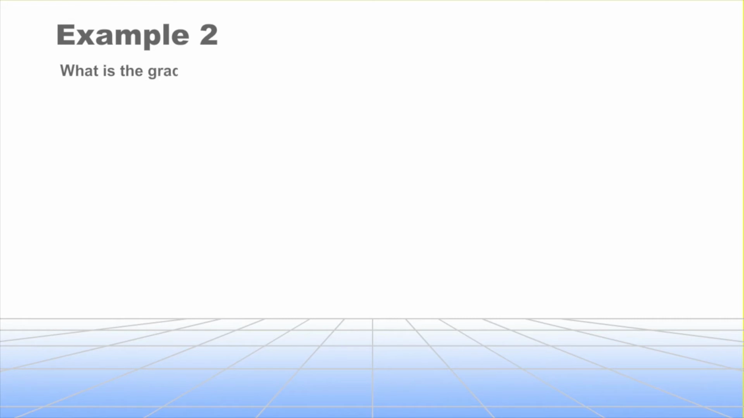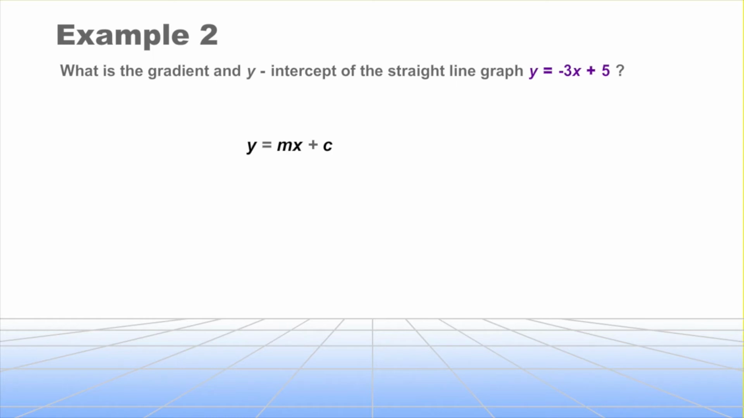In this second example, we are asked to find the gradient and the y-intercept of the straight line graph y equals negative 3x plus 5. Again, we will apply the gradient-intercept form, that is, y equals mx plus c, to help us find the gradient and the y-intercept. When we compare y equals mx plus c with y equals negative 3x plus 5, we can see that the straight line graph has a coefficient of positive 1. This satisfies the condition for the gradient-intercept form.